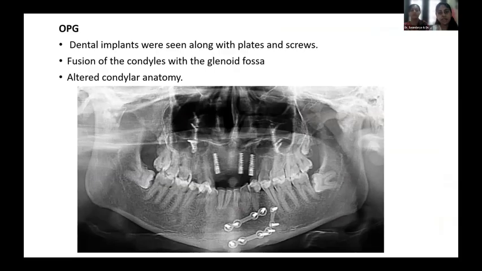Coming to the radiographic examination, in the OPG, we can see dental implants and also plate and screws which are placed. In the condylar anatomy, the anatomy is altered and also there is fusion of the condylar segment with the glenoid fossa.